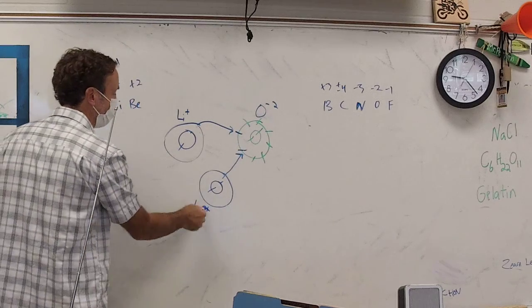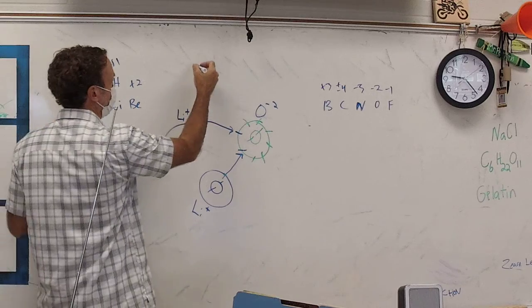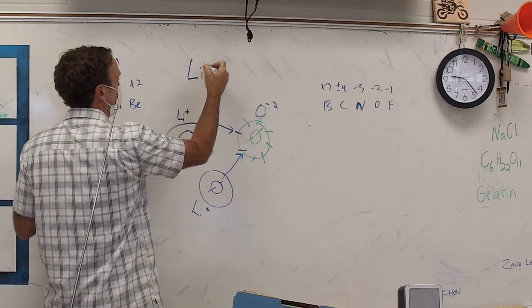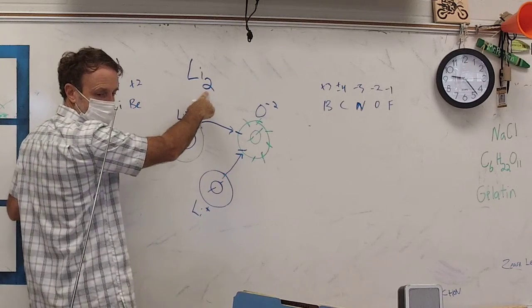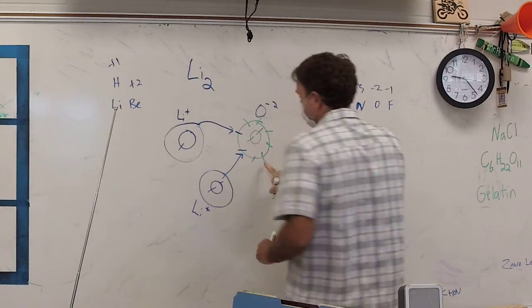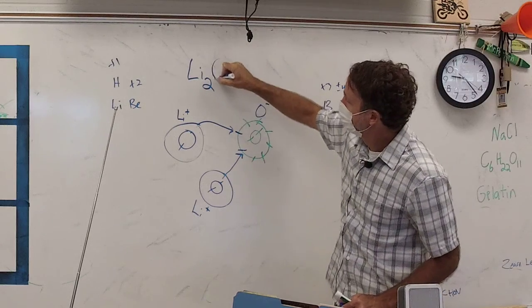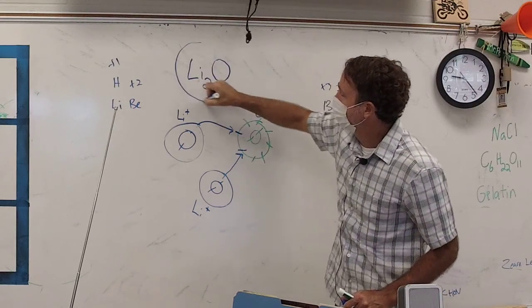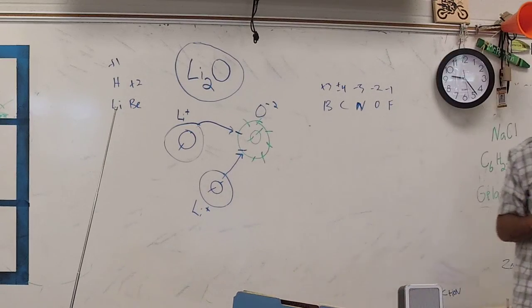How many lithiums did it take? It took 2 lithiums, so we will write L, I, and a little 2 right here. That's called a subscript. And then how many oxygens are here? 1. That's it. That's the formula for lithium oxide, Li2O. That's pretty simple.